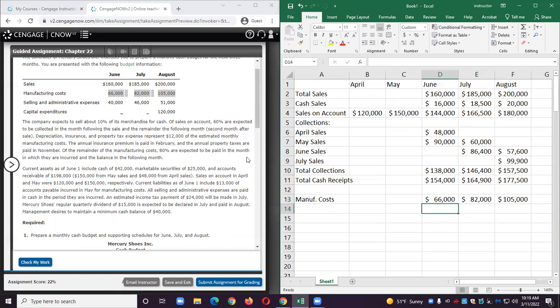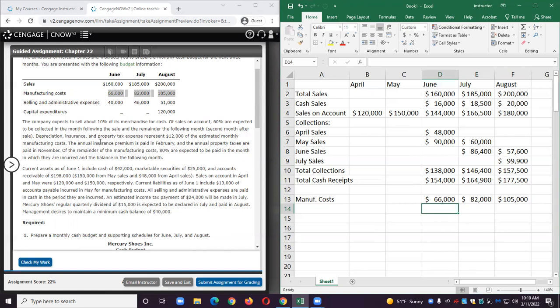And then all of this information about the $12,000 worth of depreciation, insurance, and property tax. We know depreciation is a non-cash expense, right? This is for assets we purchased in the past, and we're just taking the expense spread out across the asset's life, so we're not paying any cash. And this is a cash budget.